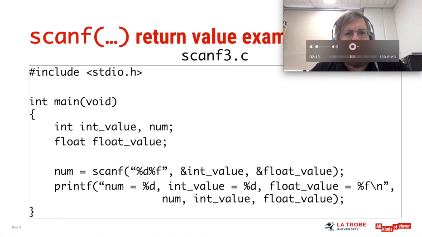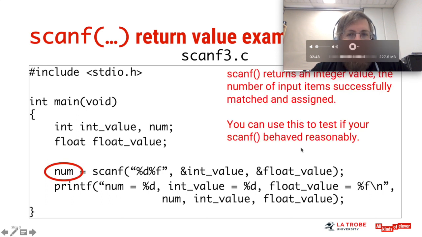So this is just a quick scanf program that I've written to demonstrate some of the functionality of scanf. And here we have just two integer variables, int value and num, one floating point value, float value. Then we have num equals scanf %d%f reads in an int into int value, a float into float value, and then we print out with printf the value of num, the value of int value, and the value of float value. So num here is a value that is returned by scanf.